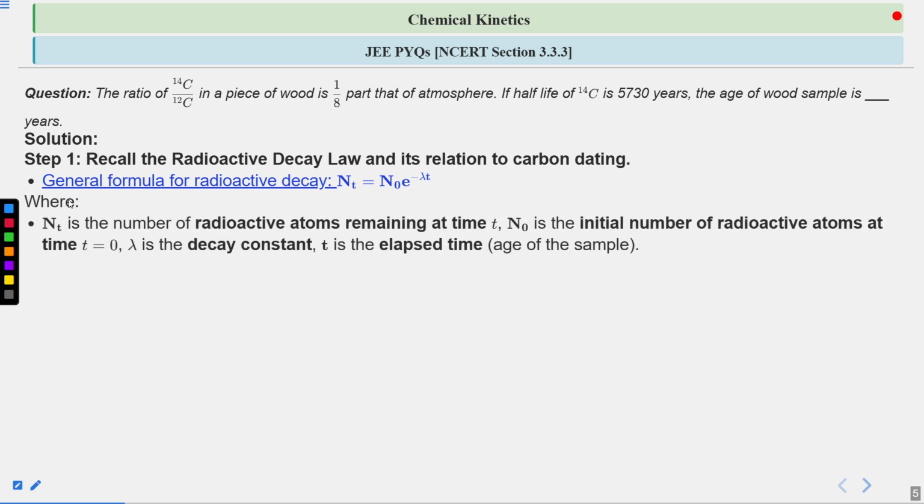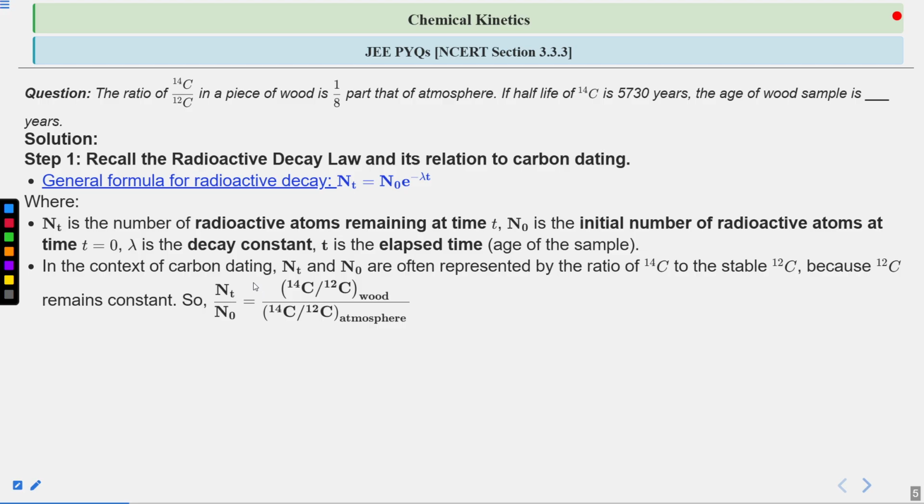Here it is also given that Nt is the number of radioactive atoms remaining at time t. So at time t, whatever concentration or number of atoms remains after the radioactive decay process is represented by Nt. N naught is the initial number of radioactive atoms we have at time t equals 0. Lambda is the decay constant and t is the elapsed time, that is the age of the sample. How much time it has taken in that decaying process is represented by t.